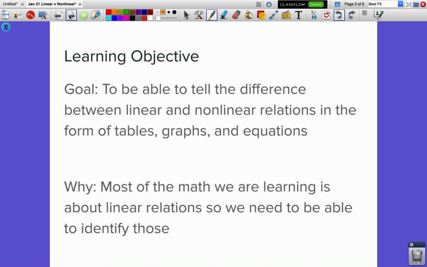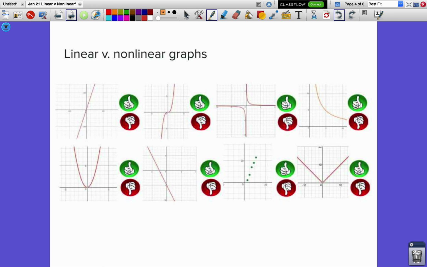Goal for today is to be able to tell the difference between linear and nonlinear relations in the form of tables, graphs, and equations. Why? Most of the math we're learning is about linear relations, so we need to be able to identify those. All right, because if you're not dealing with a linear relationship, we can't do things like calculate slope or make predictions using y equals mx plus b.